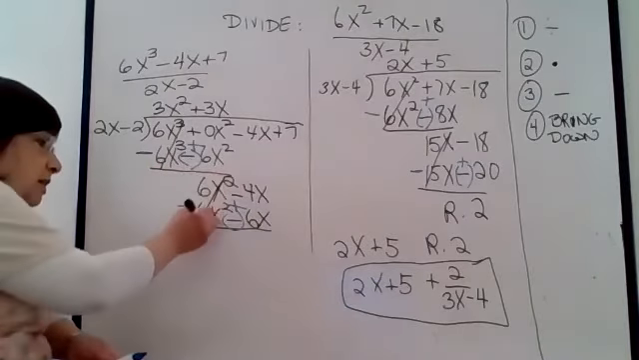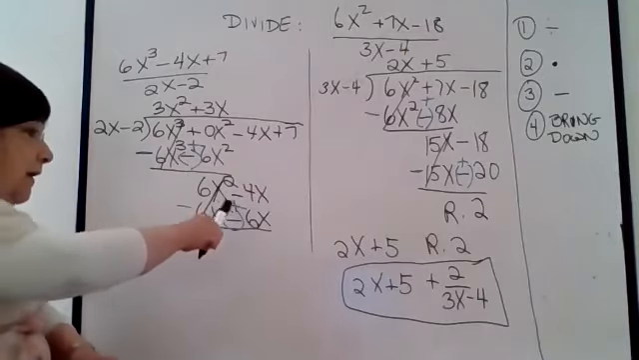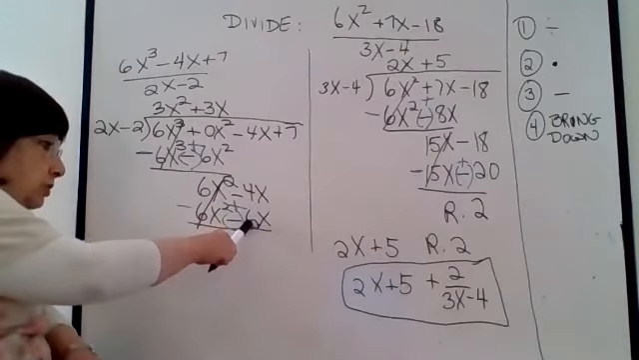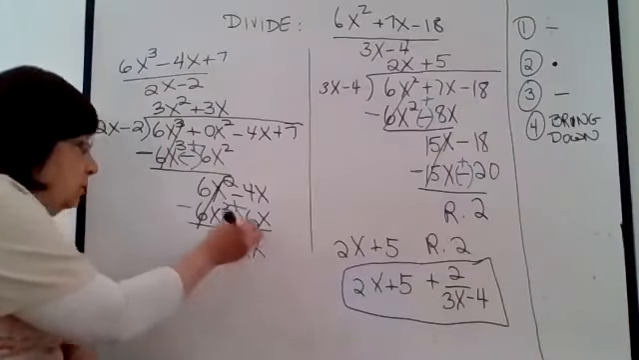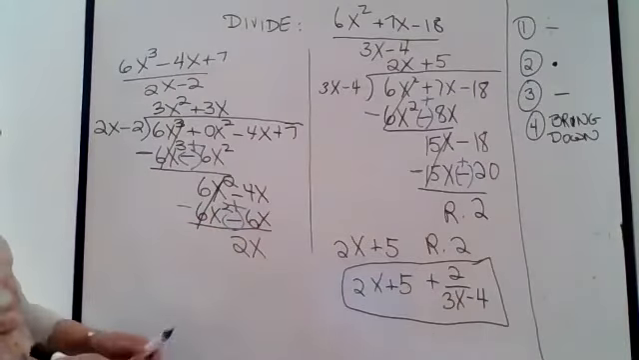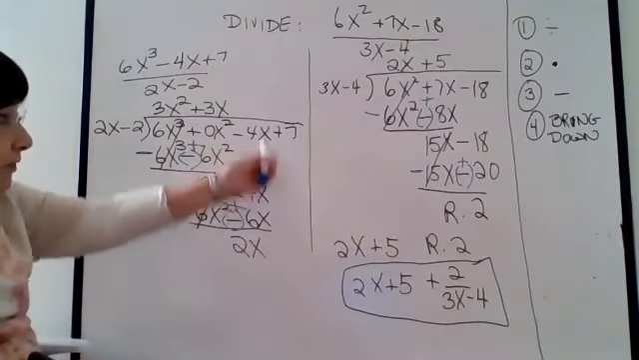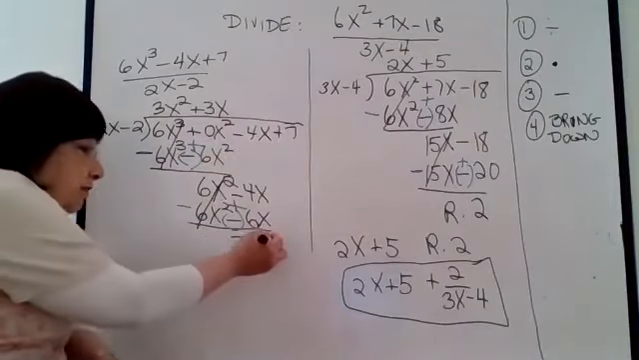And I get the 6x squared minus the 6x squared canceling out. And now I have negative 4x plus 6x, which gives me a positive 2x. And after the subtraction, I bring down the next term, which is the 7. Remember, I brought down the negative 4x already. I'm now up to the 7.